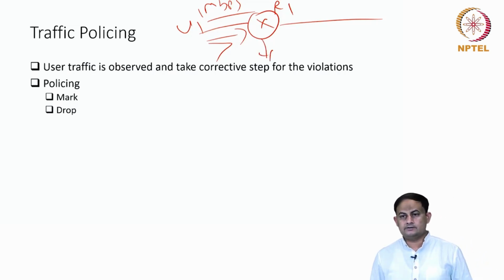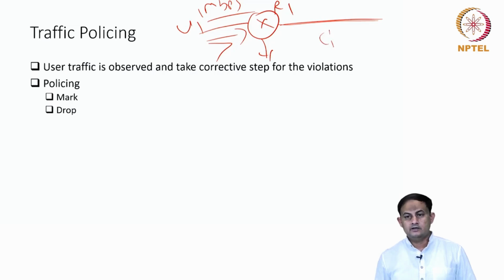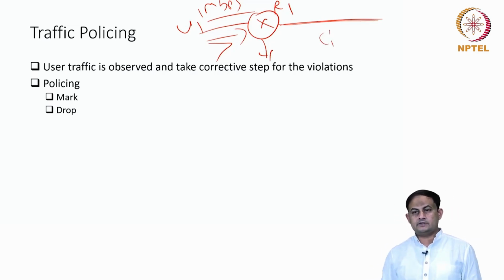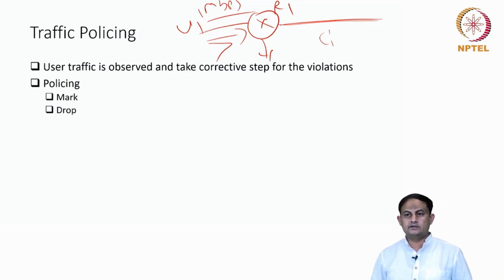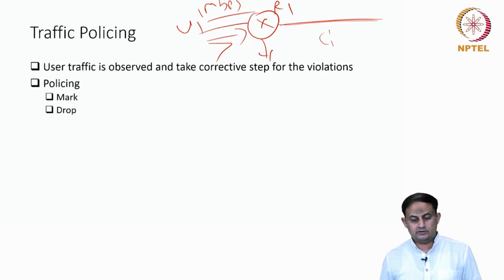And the second thing is, if there is capacity available, remember this is a shared link, it has a capacity C. If no other user is presently utilizing that capacity, if spare capacity is available, and although at this router R1 the arrival rate of user U1 is exceeding the agreed rate, then since the spare capacity is available, you can do the transmission. You do the transmission with the condition that you mark the packet.